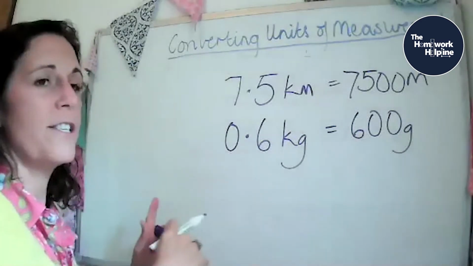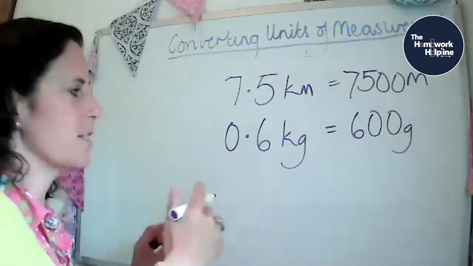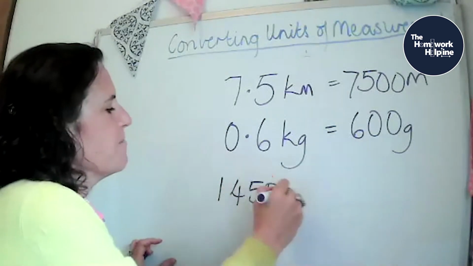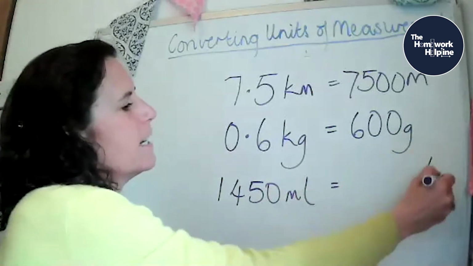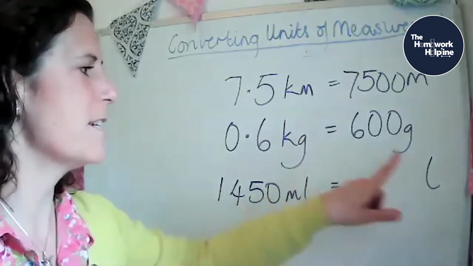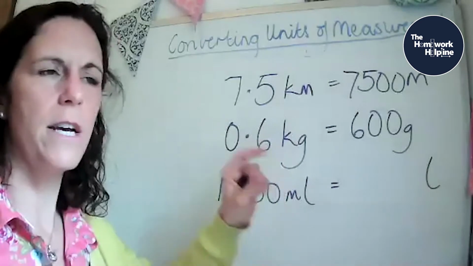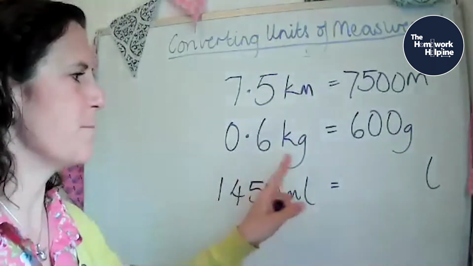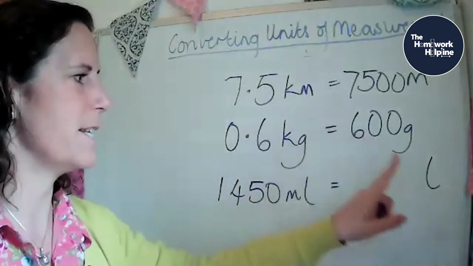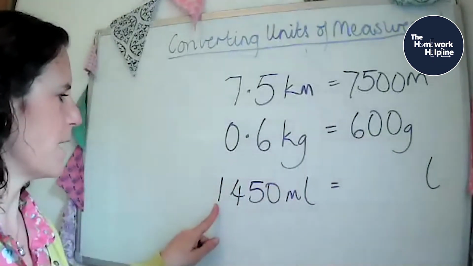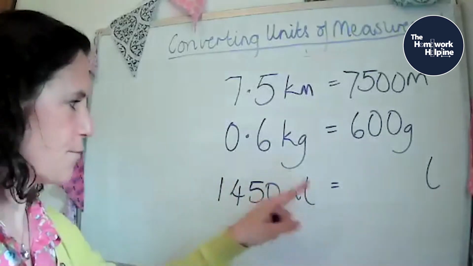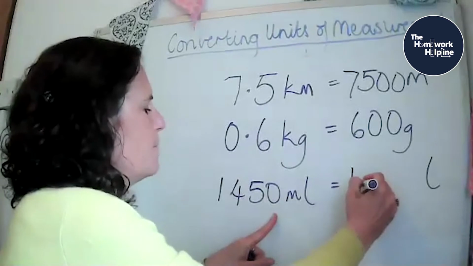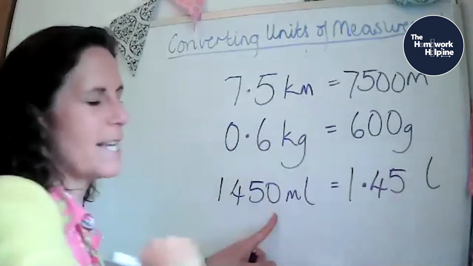Let's do some litres and milliliters. What about changing, instead of timesing now, let's do some dividing. So what is 1,450 milliliters in litres? Now we're changing from milliliters into litres, so the number is going to get smaller. So this time we're dividing, and dividing by 1,000 because there's 1,000 milliliters in a litre. So dividing by 1,000, all the digits move 3 places to the left. 1, 2, 3. The 1 goes into the units column, and the 4, 5 go in the tenths and hundredths column.